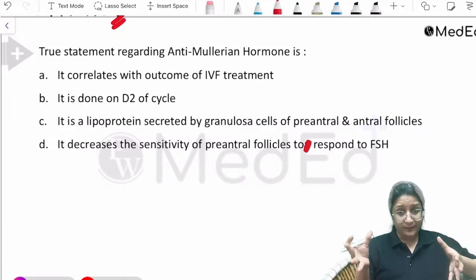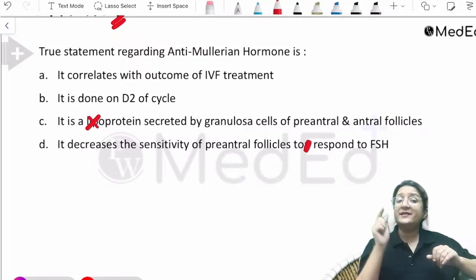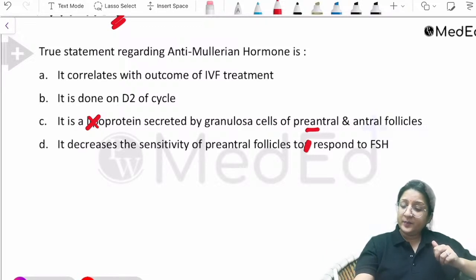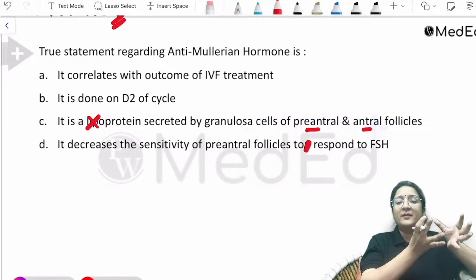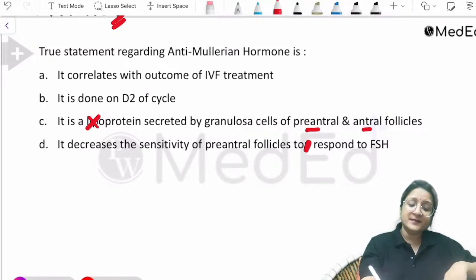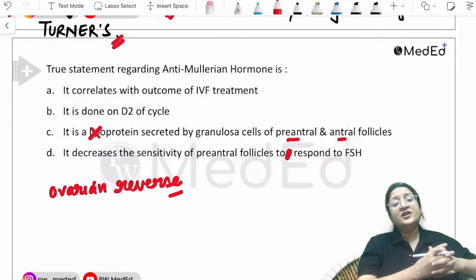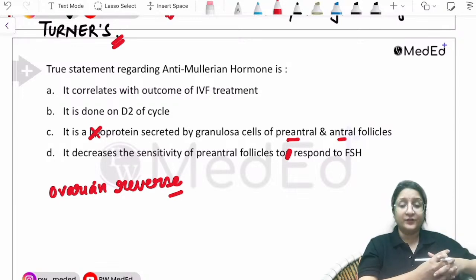It's a glycoprotein. So it is not a lipoprotein. Okay, so that's why this option is wrong, right? Now, since it is secreted from the preantral and antral follicles, they basically reflect the amount of residual follicular pool. So they are a marker of ovarian reserve. Okay, so they are used for ovarian reserve testing in women with infertility, right?